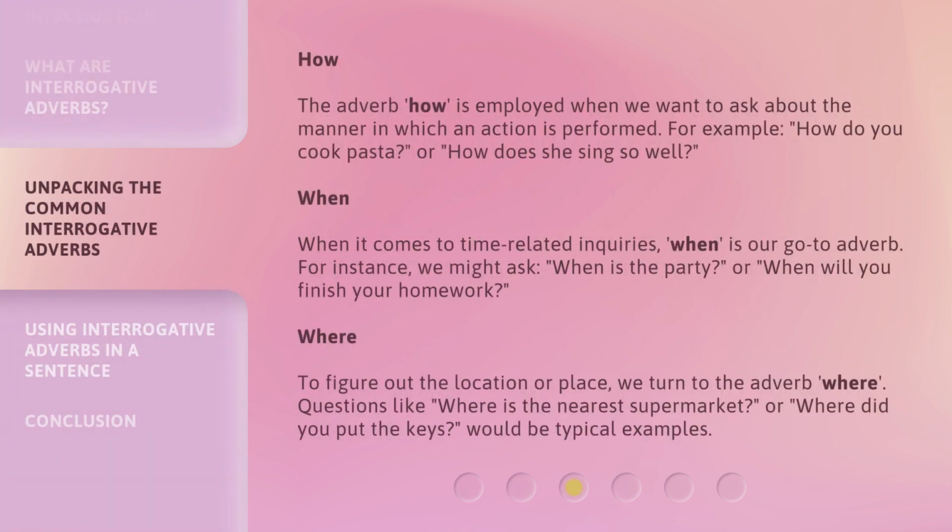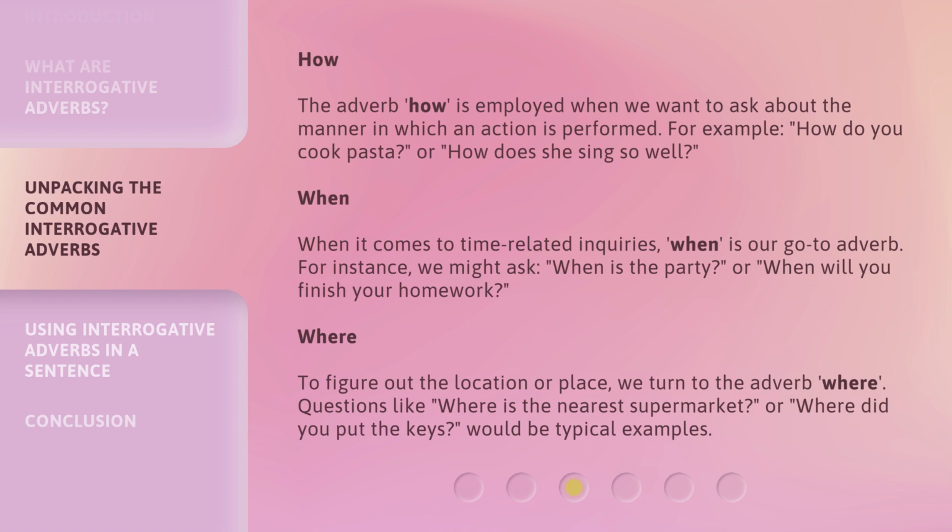How. The adverb how is employed when we want to ask about the manner in which an action is performed. For example, how do you cook pasta? Or, how does she sing so well? When it comes to time-related inquiries, when is our go-to adverb. For instance, we might ask, when is the party? Or, when will you finish your homework?